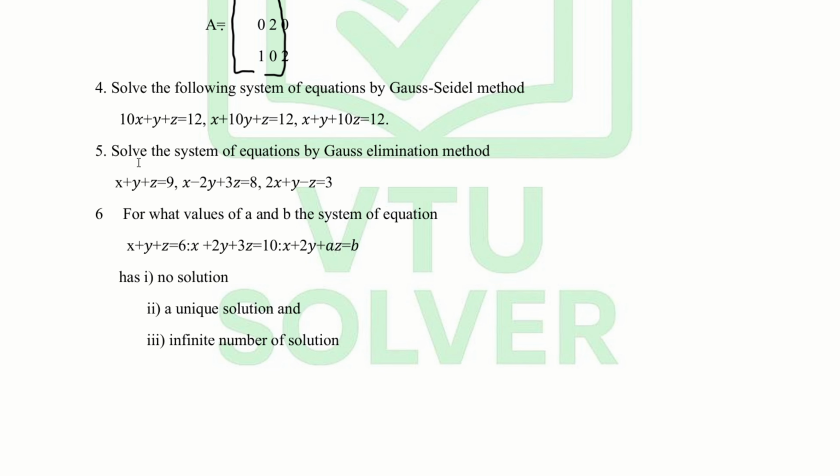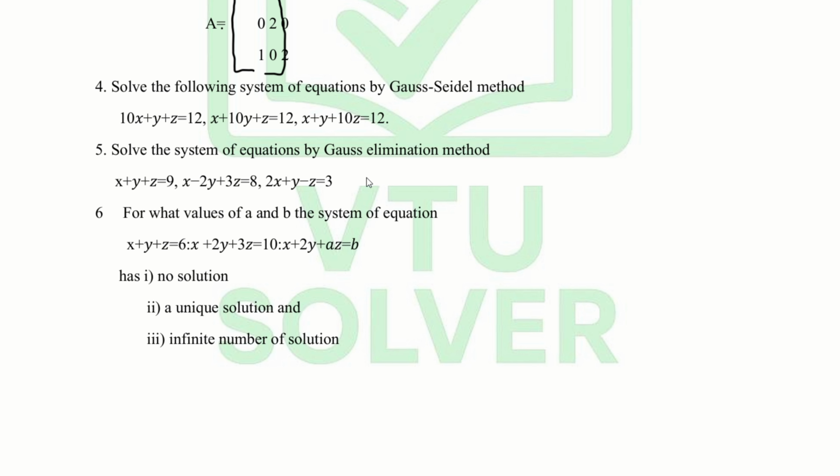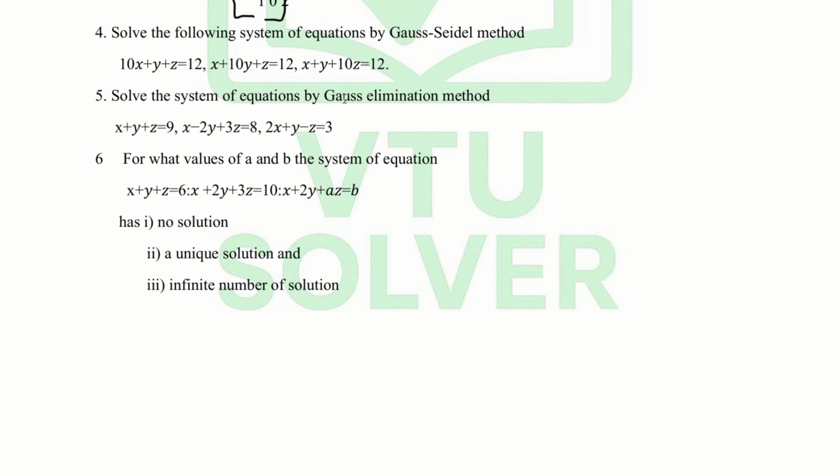And the fifth question, solve the system of equations by Gauss elimination method. The equations are x plus y plus z is equal to 9, x minus 2y plus 3z is equal to 8, 2x plus y minus z is equal to 3. In this also, they may ask different equations. You have to practice.